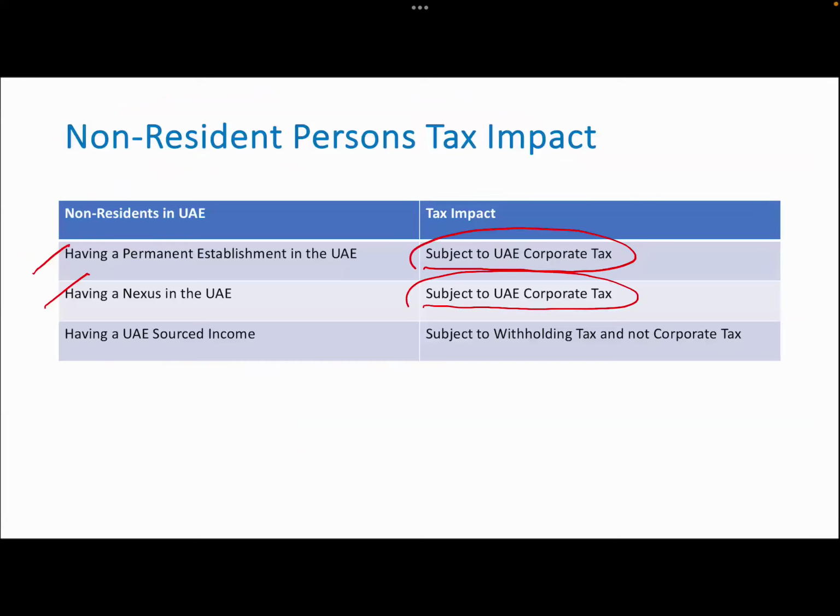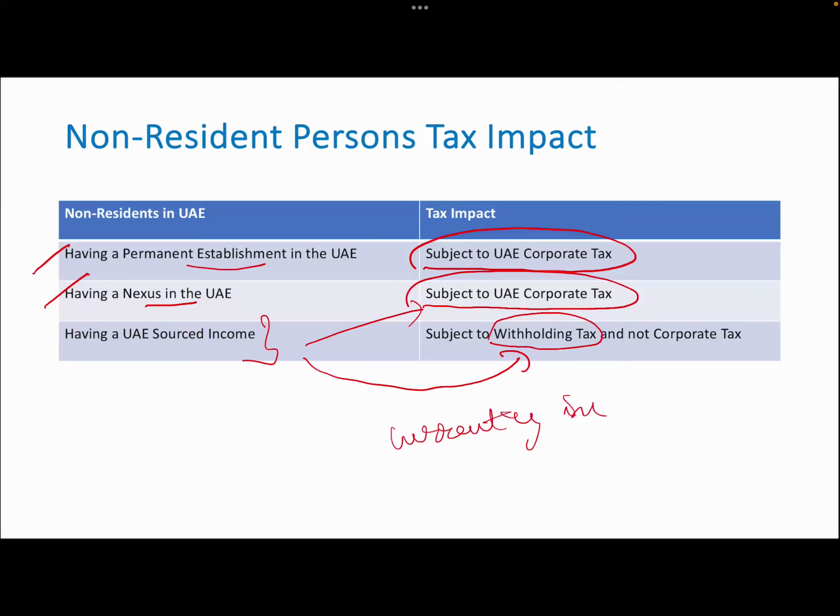But see, the third one, if you do not earn revenue, if your revenue is not from your permanent establishment or nexus, that becomes UAE sourced income. So this is not subject to corporate tax, but is subject to withholding tax. Now, currently in the UAE, withholding tax is 0%. But this 0% may change in the future. But right now, the withholding tax is 0%. Okay, so let's move to the next slide.